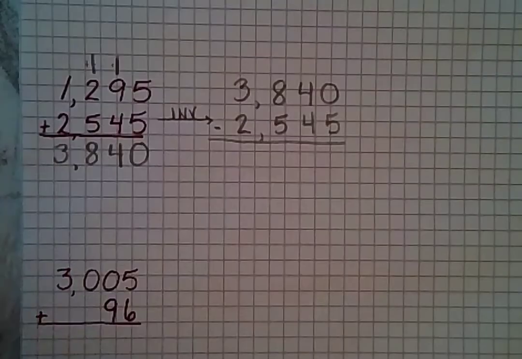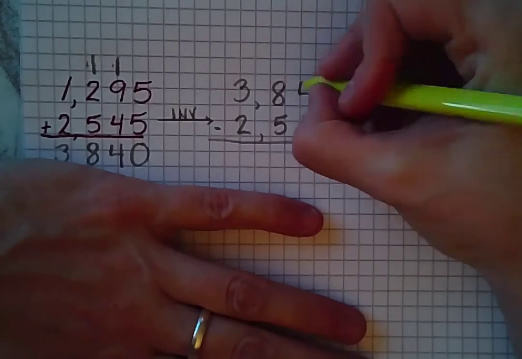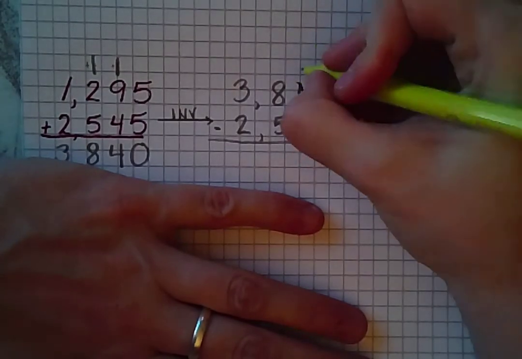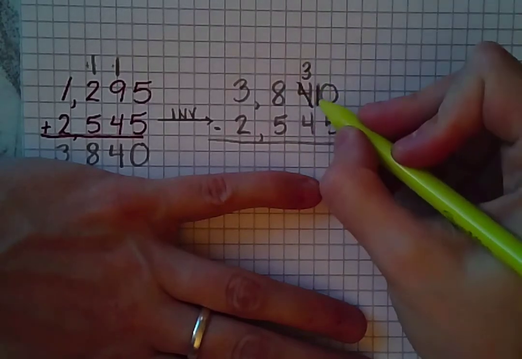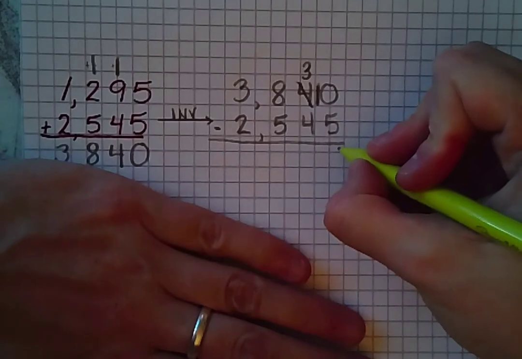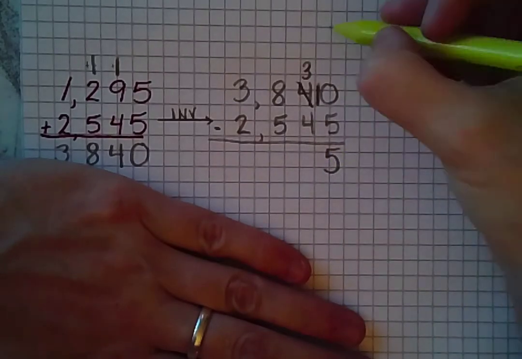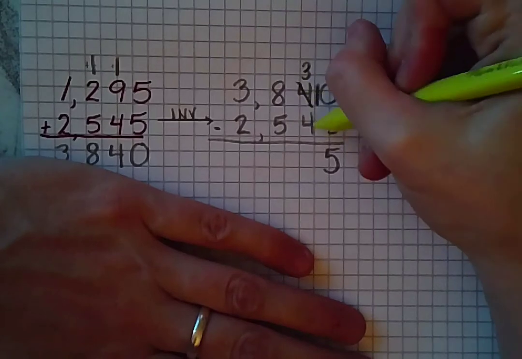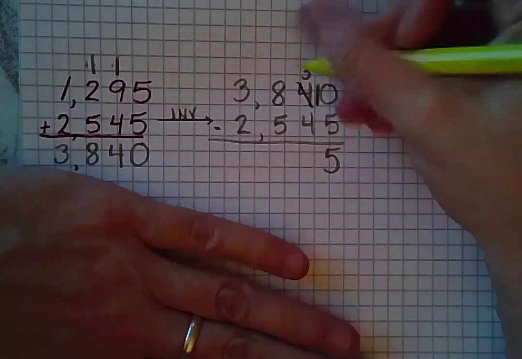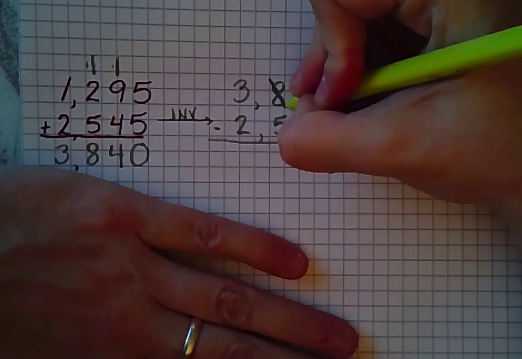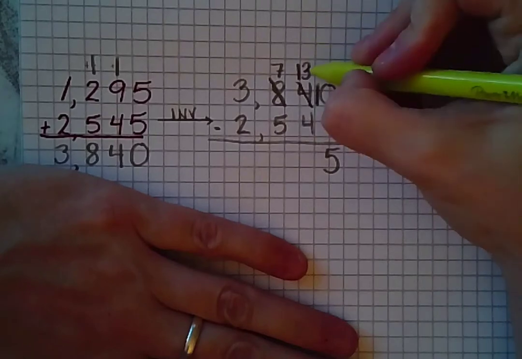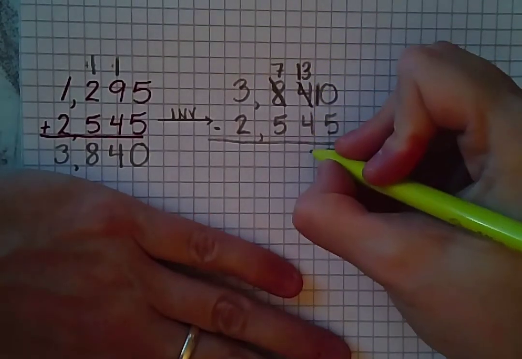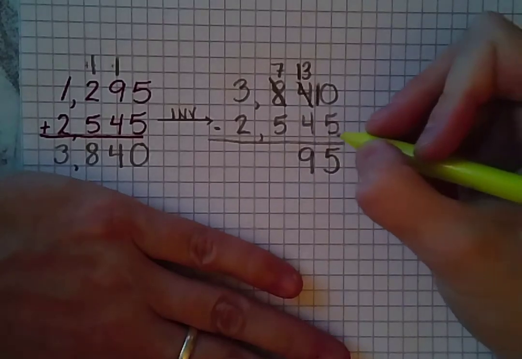Whoa, I can't take 5 away from nothing, so I need to borrow. So I'm going to come over to my 4, and I'm going to cross it out, and I'm going to make it a 3. And then I'm going to put that 1 I borrowed right in front. And now I've got 10, and 10 minus 5 is 5. Whoop, I'm going to have to borrow again. I can't take 4 away from 3. So I'm going to come to my 8, cross it out, make it a 7, and put that 1 in front of my 3. And now I have 13 minus 4. And 13 minus 4 is 9.